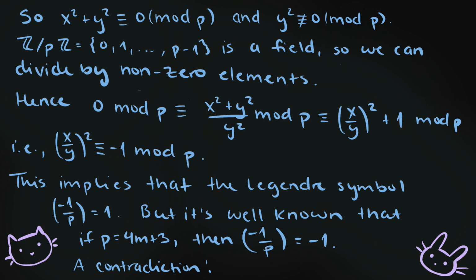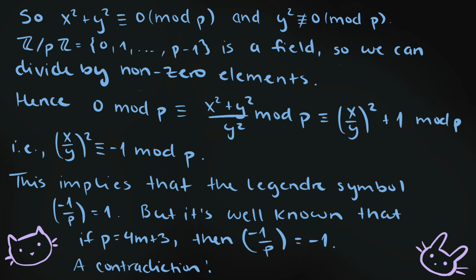So we have, by our equation up top, 0 mod p is equal to x squared plus y squared mod p, but we can just divide this by y squared. So 0 mod p is equal to x squared plus y squared, all divided by y squared, mod p. And now you can rewrite this nicely and conclude that x over y, squared, is equal to minus 1 mod p. But this implies that the Legendre symbol of minus 1 over p is 1, because minus 1 is equal to a square mod p.